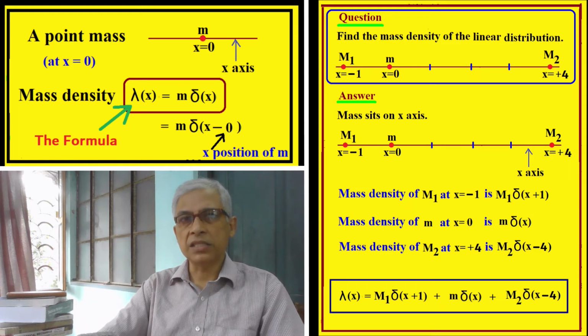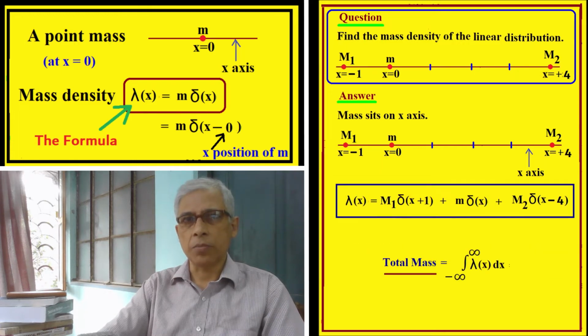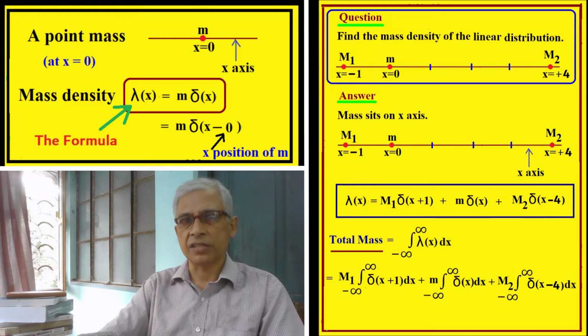So the mass density of the linear distribution of mass is the sum of the mass densities of the individual masses, capital M1, small m, and capital M2. This is furnished in the blue box at the bottom. Let us find the total mass that is given by the formula, namely integration over lambda of x into dx, the integration being from minus infinity to plus infinity.